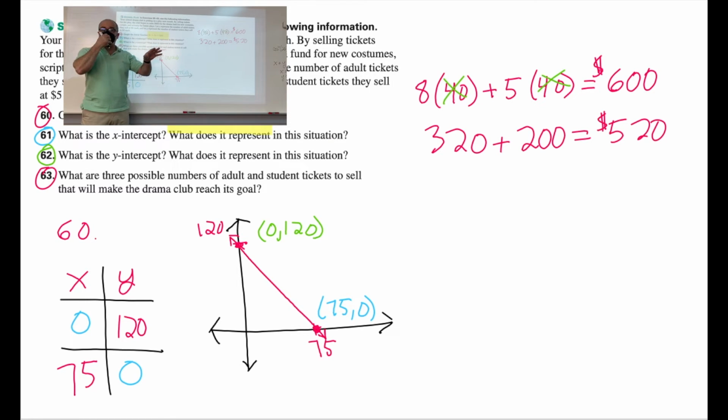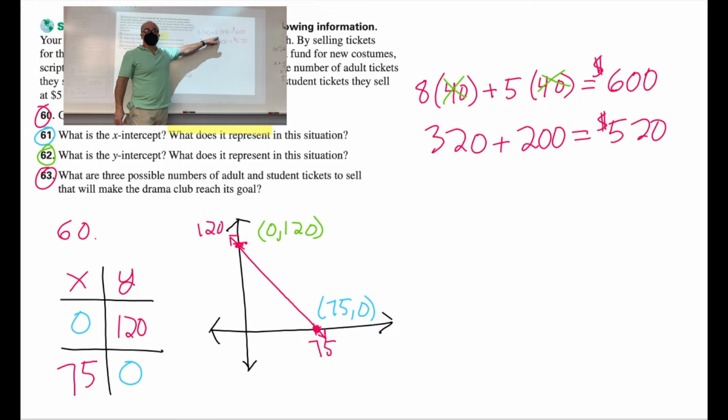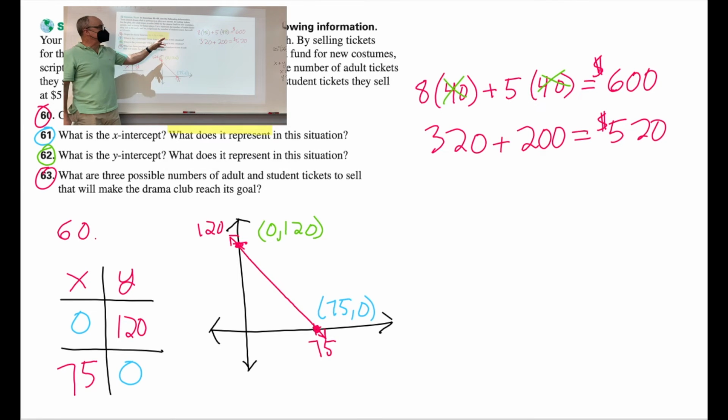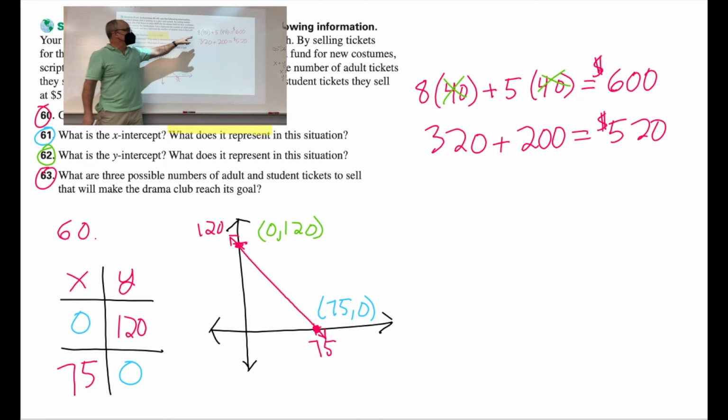These three things are connected. They seem like three different things. Combinations of adults and students that will get you $600 will work if they are points on this line and if this algebra works. If you can plug in your guesses and it works in this equation, then it'll also be a point on the line, and it'll also get the club $600.